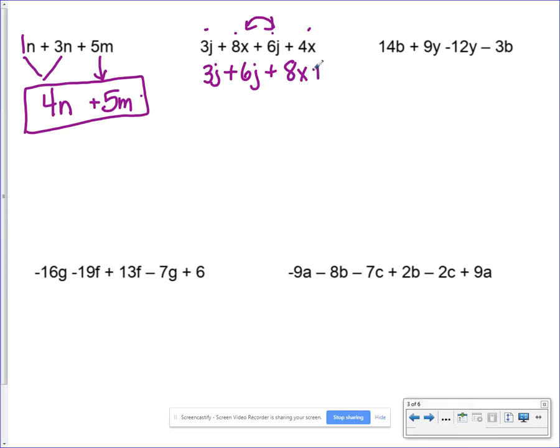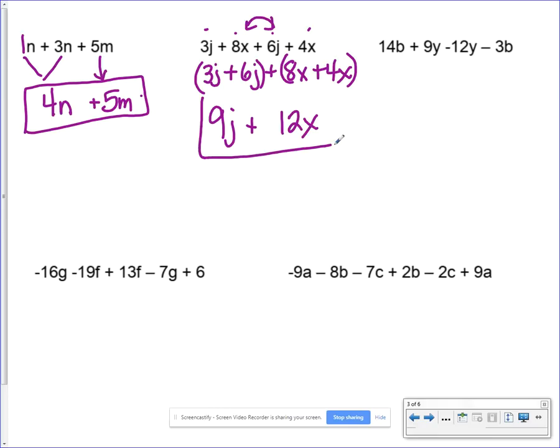Here's an 8x, here's a 4x. Because now I can group, now I can use the associative property to throw more parentheses on here. Say add these guys together, 9j. Add these guys together, 12x. That's as much as you can simplify because your variables are different and they are not like terms.